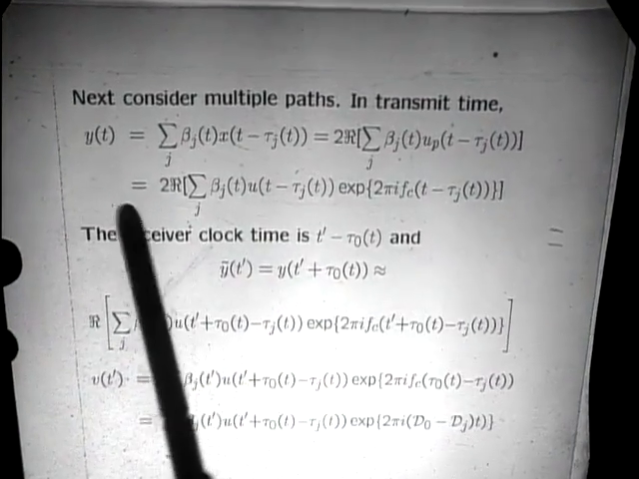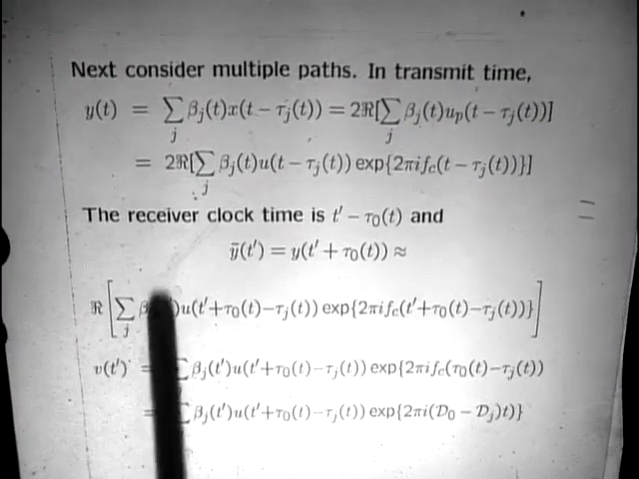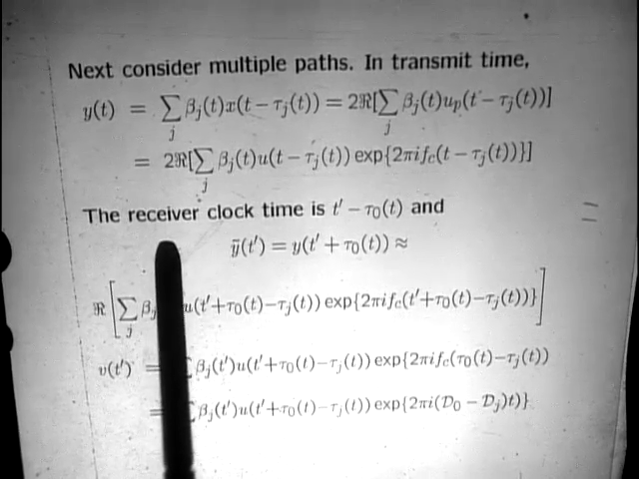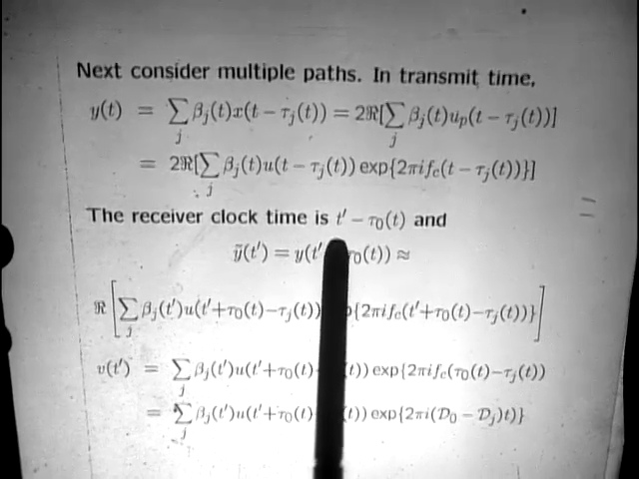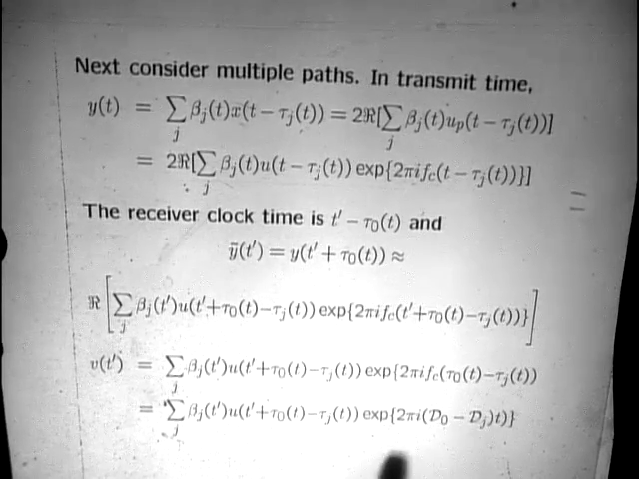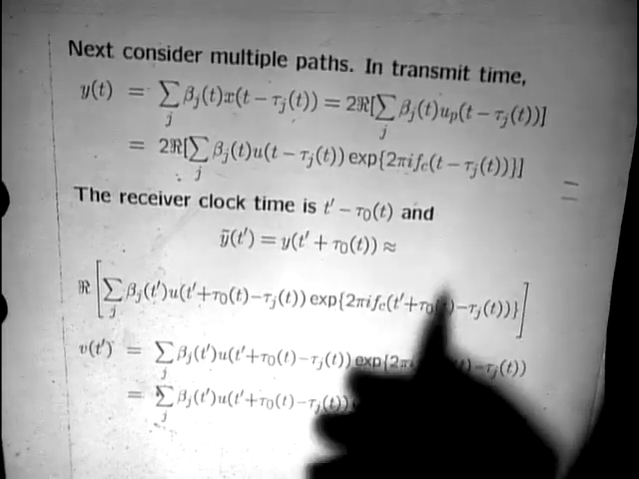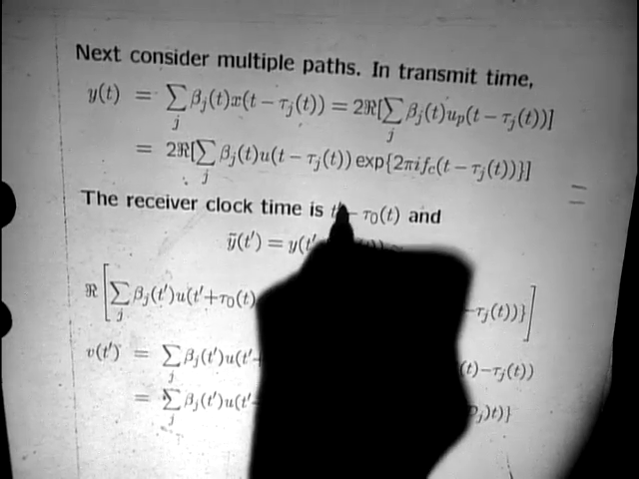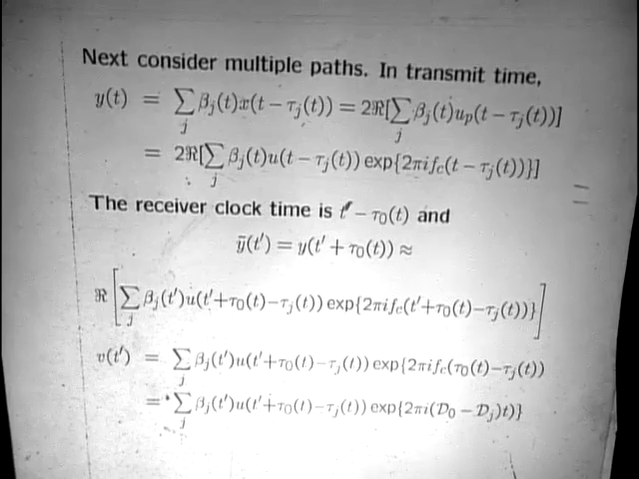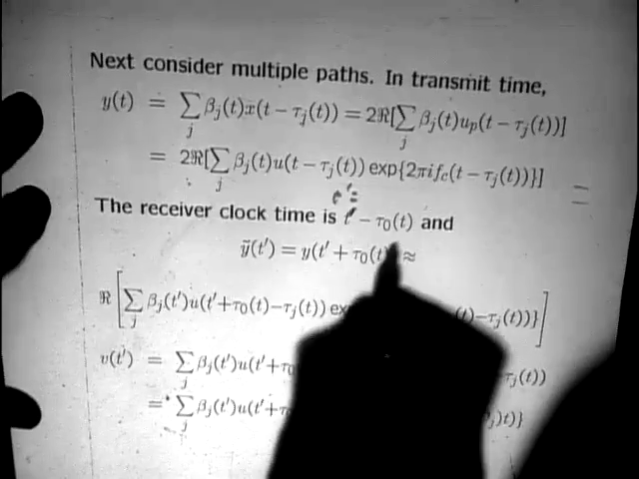But anyway, in terms of the transmitter clock, this is what you actually receive. Okay, so at this point, what the receiver has to do is it has to retrieve clock time. And the clock time that it retrieves is going to be the receiver clock time, t minus tau 0 of t. So it's t prime equals t minus tau 0 of t.